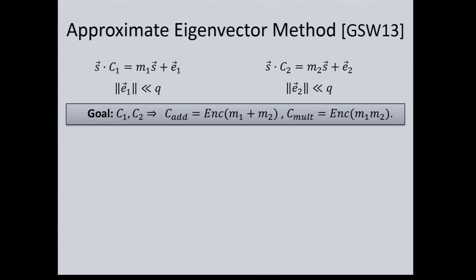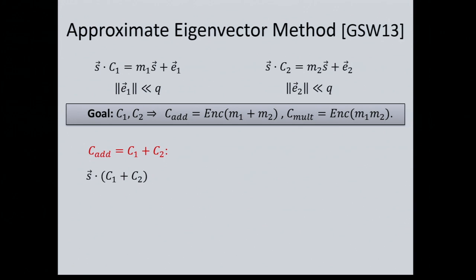And our goal, remember, we have this server that has an encryption of the input, so encryption of all these bits of the input, and it wants to execute a circuit. So in particular, we want to go from two ciphertexts C1 and C2 to an encryption of their sum, and to an encryption of their product. In order to get the sum, well, let's just try to add these two matrices. It seemed to work before when we didn't have noise, so let's see what happens.